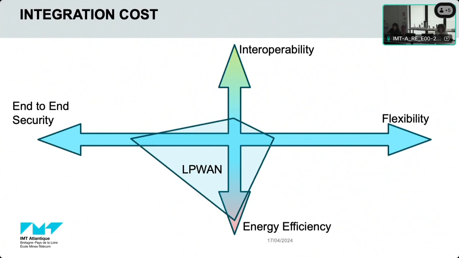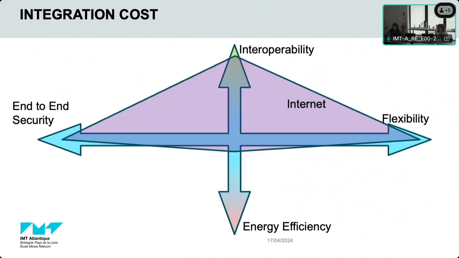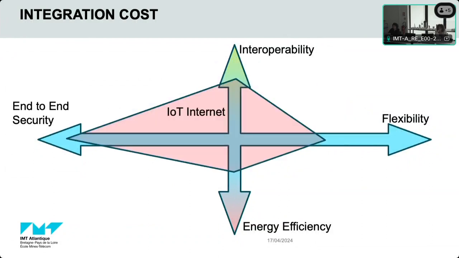But that's the trade-off. The internet is more something that is very interoperable, that is end-to-end secure with all the encryption mechanisms, that is very flexible, because we can do video telephony, we have lockdown, and we switch from Netflix to video conferencing without any problem. But we are absolutely not energy efficient. While the work of the IETF to be energy efficient allows us to meet all these points, but not really in a fully efficient way.